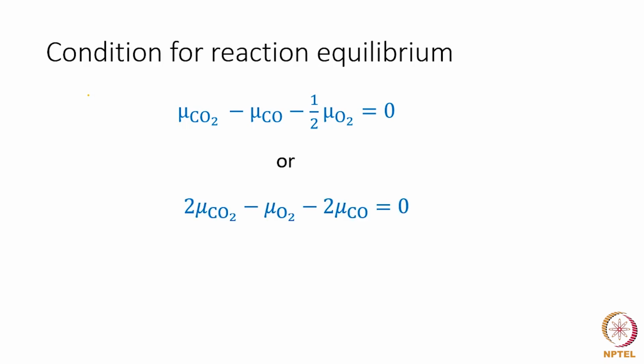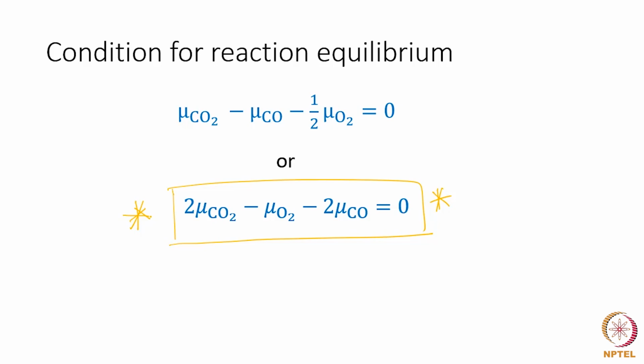So we just multiply with 2, and we see the form that is the same as what we have derived earlier. So this is the reaction equilibrium condition for a system that contains the 3 species CO2, O2 and CO. What is illustrated here is the methodology of going about it. The reaction equilibrium condition itself could have been written directly from the stoichiometric equation, but that is not the point.